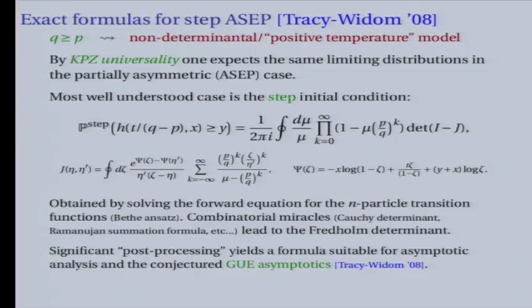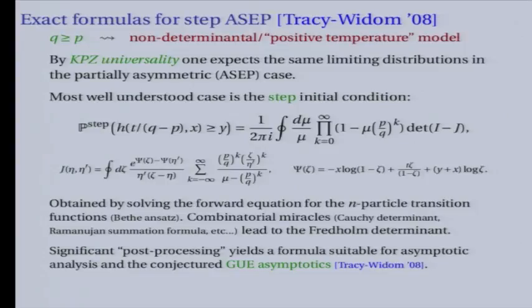So that's lost, and one can think of this, if we want to think in terms of polymers, as a positive temperature version of the model. The fact that now the asymmetry is not 0, one can think of it as a sort of positive temperature model. So there's one case which was the first one to be understood, and this is the most well understood to date, and that's the case of step initial condition.